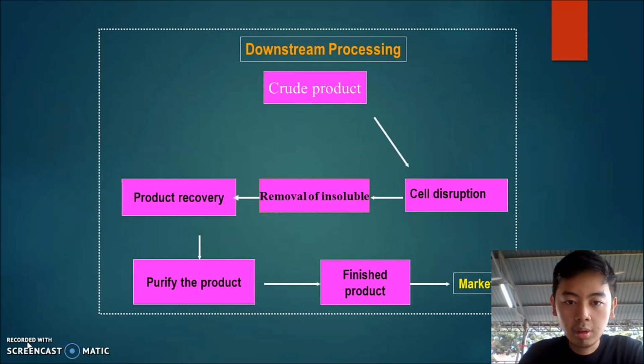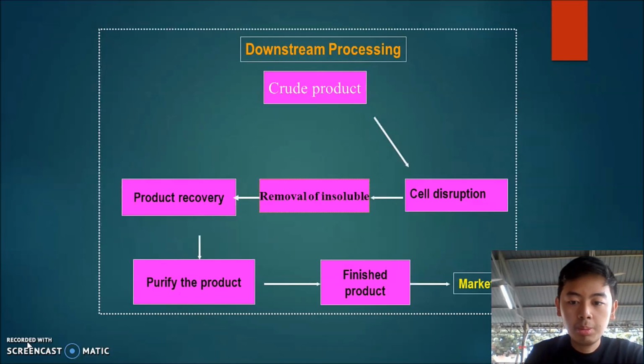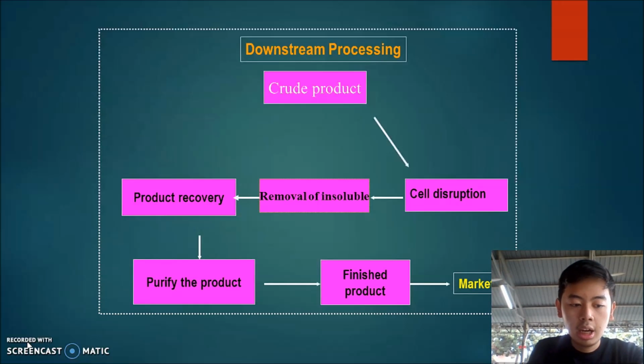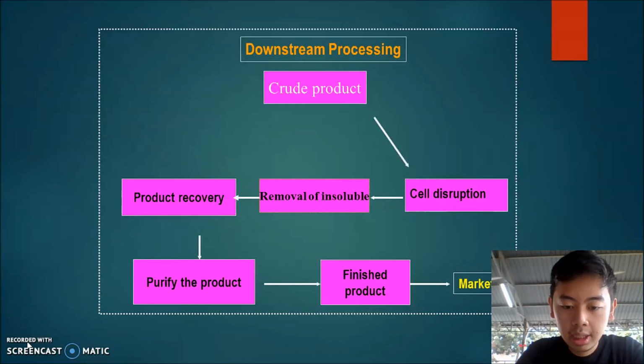This is the diagram of downstream processing. These steps include crude product and then cell disruption. After that, the removal of insolubles, and then the fourth one, product recovery, and then purifying the product, and finally it comes to packaging, and the final product becomes the finished product and is delivered to the market.